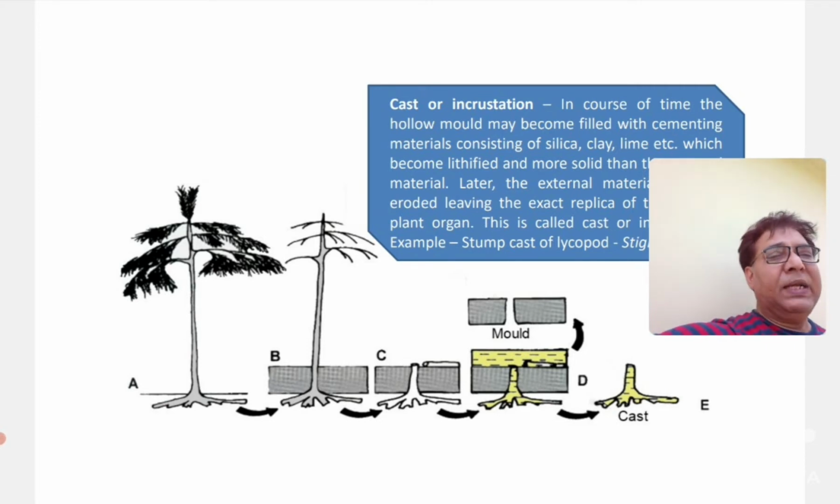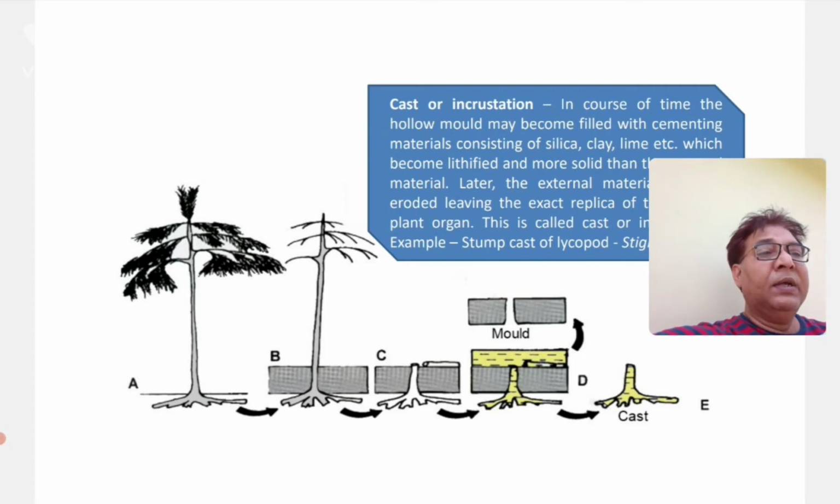But it might happen that in the long run, some other type of material from a different source enters the cavity, gradually fills it, and becomes solidified there. Now this becomes more solid than the external part, and in the course of time, the external part is peeled off or eroded. So what is left is the cast. This is the exact replica of the original plant material or the plant body.